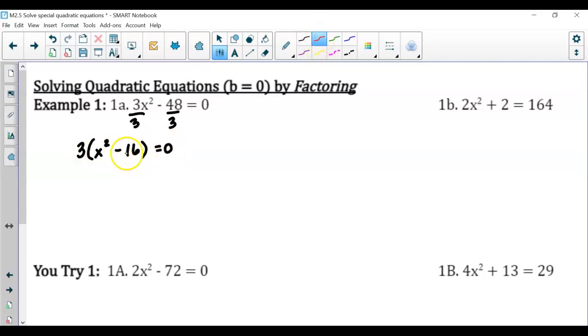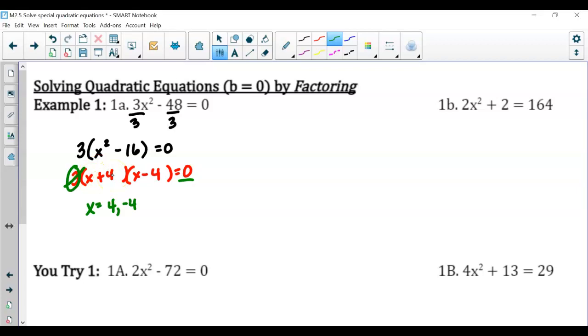Now we can continue factoring, right? Because this is a difference of two perfect squares. So what is the square root of 16? 4. x plus 4 times x minus 4. Now we can solve. Now, if you recall what happened to our GCF, well, is 3 ever equal to 0? No. So 3 will just cancel out. So that's why you're left with x equal to positive 4 and negative 4.